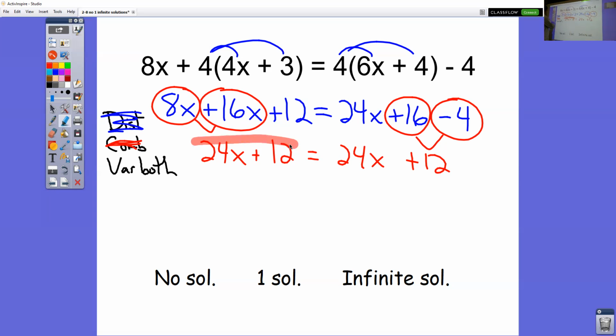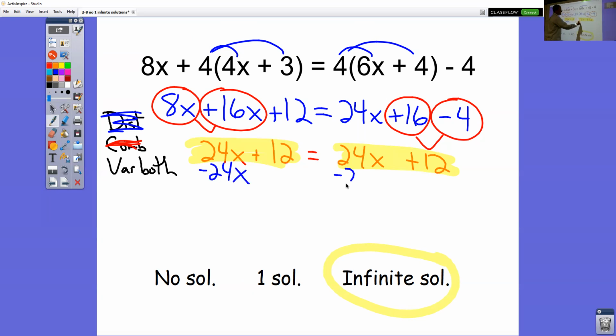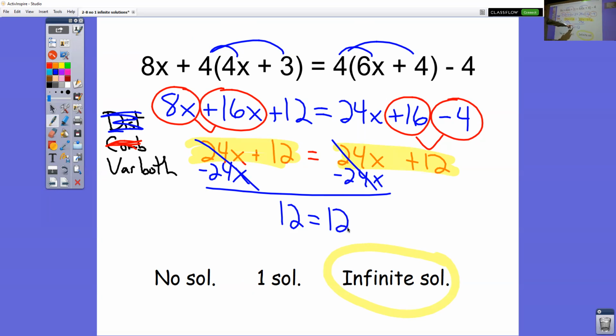Notice that I have 24x plus 12 on this side, and I have 24x plus 12 on that side. Immediately when you have the same exact thing on both sides of the equal sign, it is infinite solutions. But if you took it one step farther, for variables on both sides, you would do minus 24x and minus 24x. Those would disappear and those would disappear. All my letters disappeared. Notice that I'm left with the same thing on both sides, which is infinite solutions.